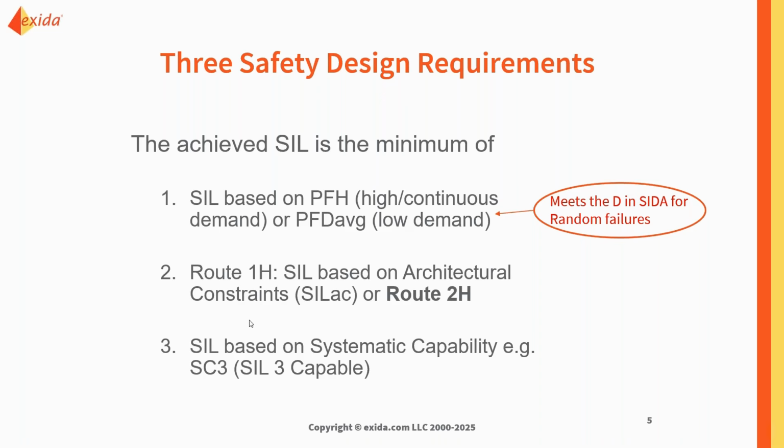The second one is the architectural constraints. In other words, what is the minimum hardware fault tolerance that we need to achieve the SIL? And as we shall see, there are 2 routes we can take with this. We can either follow the 1508 route 1H, or we can follow the 1508 route 2H, or we can follow 1511. So in the 1511 standard, it gives us the option to use the tables in 1508 or the table in 1511, which I will talk about in a moment.